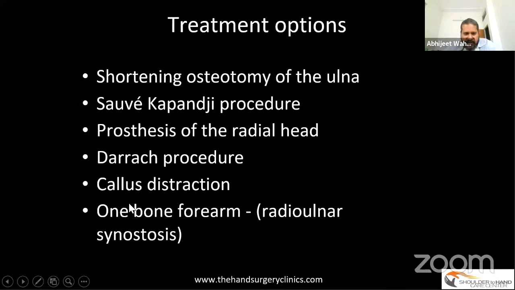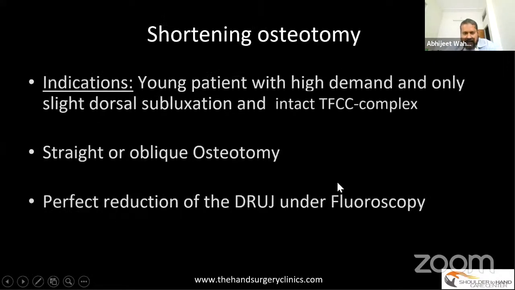And the treatment options are myriad. You can choose between an ulnar shortening osteotomy, a Sauvé-Kapandji procedure, a prosthesis for the radial head or the DRUJ, the Darrach procedure, a callus distraction, or the last salvage procedure, that of a one-bone forearm.